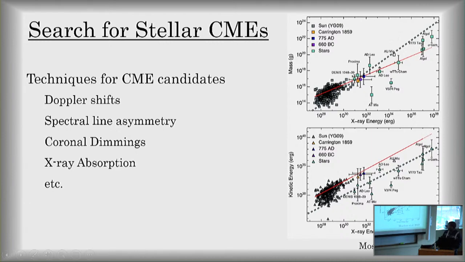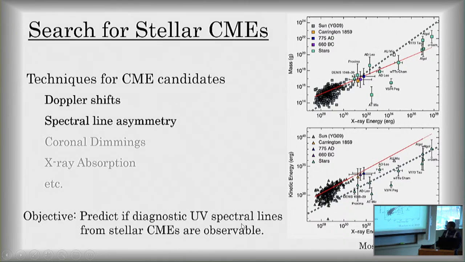And here I'm showing a plot by Sophia Moscow, where she gave a comprehensive review of not all, but most of the stellar CME candidates that have been proposed as a detection. What you're seeing here: y-axis is mass, x-axis is the flare X-ray energy. She's comparing the CME's energy to the flare's energy and seeing if the extrapolations from solar data extrapolate well with the stellar CME data.